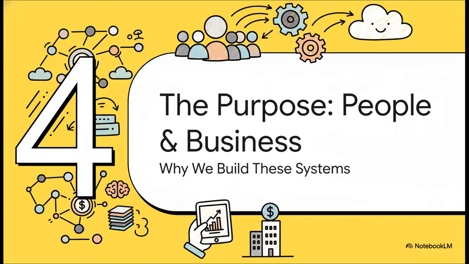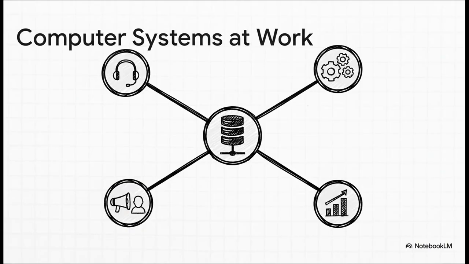Okay, so we've covered the hardware, the software, the data, the networks, the whole shebang. But why? What's the point of it all? At the end of the day, we build these incredibly complex systems for one ultimate reason: to serve the needs of people and businesses. Seriously, look at almost any part of a modern business, and I guarantee you'll find a computer system running the show.